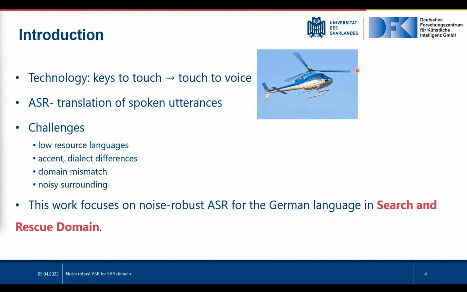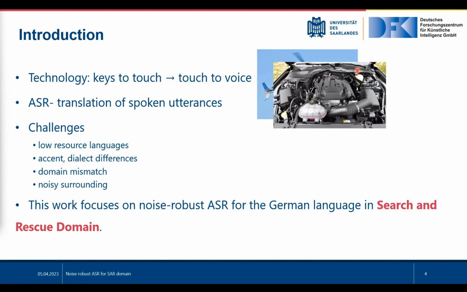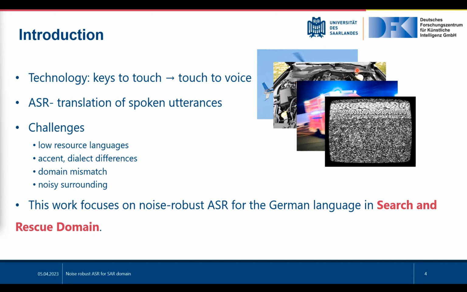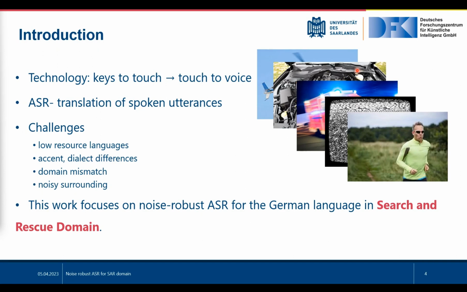The kinds of noises that we deal with in this work are search and rescue noises, basically chopper noise, engine noise, emergency vehicle siren noise, and static radio noise that happens when rescue members speak over their radio phone. Then you have heavy breathing noises, because all these rescue workers have masks put on their mouth, and they communicate with other rescue members.